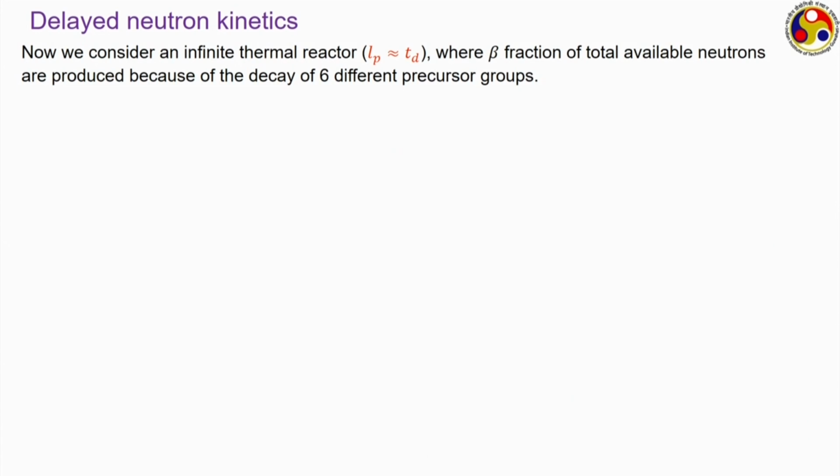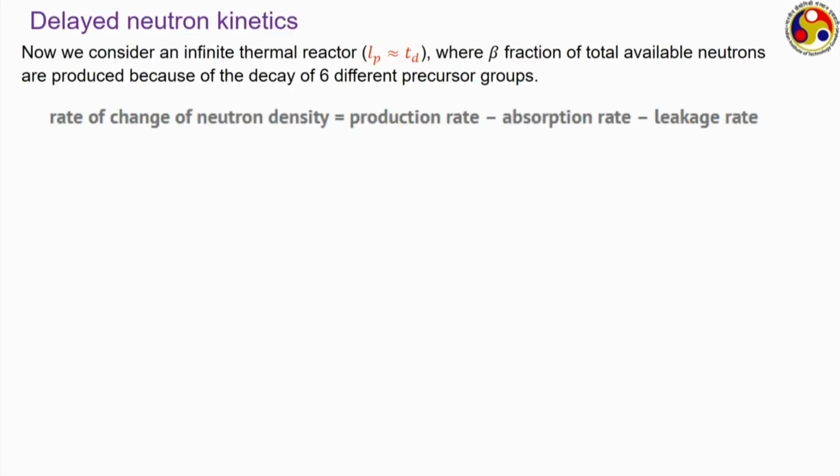Finally, we shall be starting briefly the delayed neutron kinetics today, for which we shall be setting up a mathematical base today, and we shall be finishing up in the next class. Let us again consider an infinite thermal reactor such that LP is nearly equal to TD. Like the earlier case, we consider all neutrons to be prompt in nature, but here a beta fraction of the total number of neutrons is coming from the delayed neutron precursors.